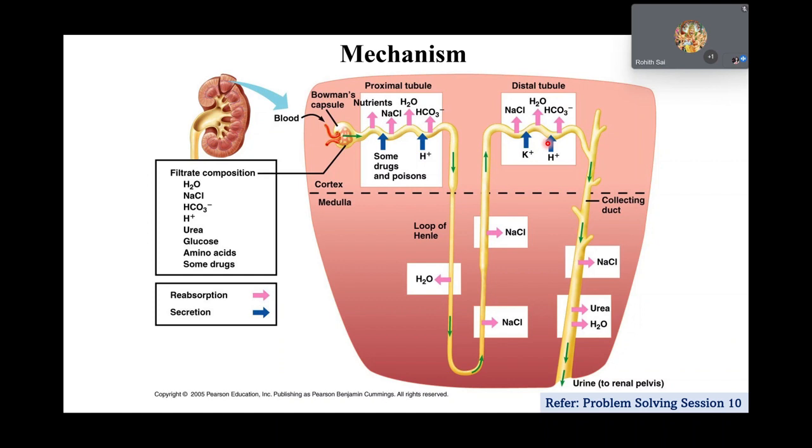Similarly, you have ADH, which doesn't have to be under the influence of renin. It can be directly secreted by the pituitary gland based on the water content of the body. So let's go over this. You have the water content, this is the normal level. Now you have drunk too much water, so the body wants the water to be pushed out from the blood or from the body.